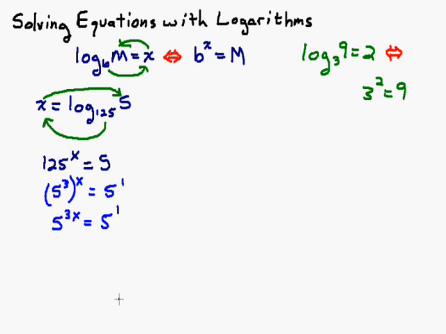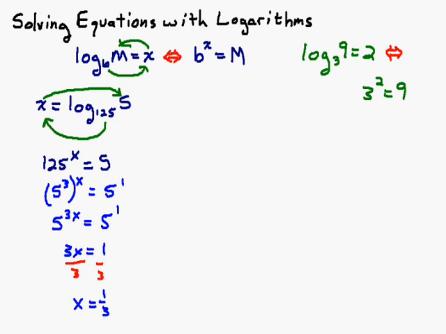Now we're going to use this rule that says if the bases are equal, then the exponents have to be equal. If 5 to the 3x equals 5 to the 1, then certainly 3x would have to equal 1 in order for those two sides to come out the same. And then you just have a little equation to solve. Divide both sides by 3, and x is 1/3. So in other words, 125 to the 1/3 equals 5.